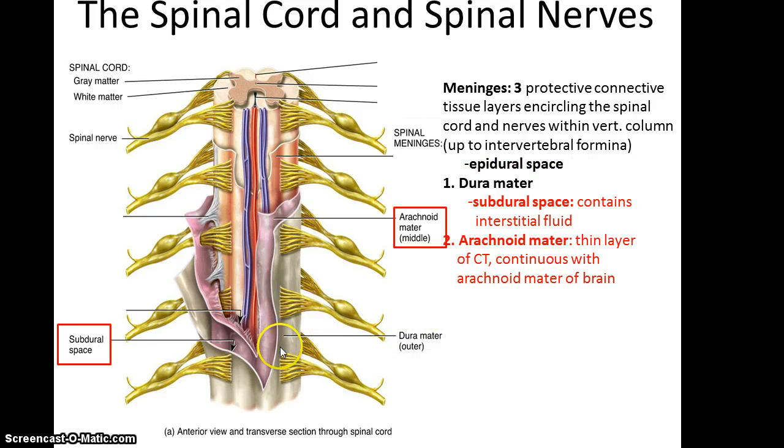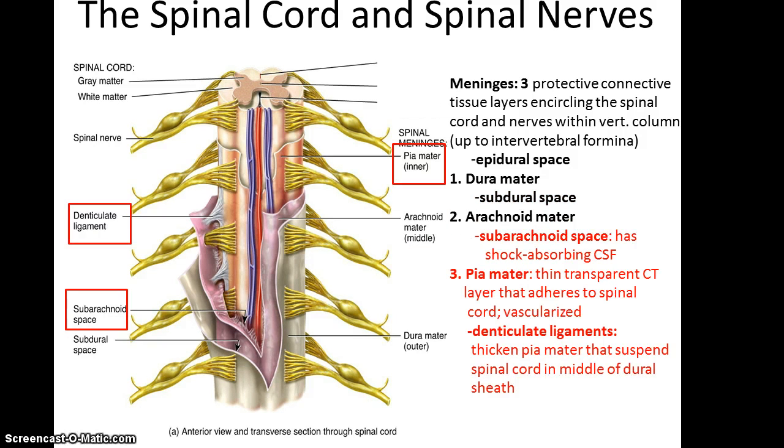Next, going deeper, you have a space referred to as the subdural space, sub below the Dura Mater, and this contains interstitial fluid, just regular fluid around cells. And deep to that is the arachnoid mater, which is the middle layer. It's made of a thin layer of connective tissue, and again it's continuous with the brain's arachnoid mater. And then deep to that we have the subarachnoid space, and this is what is filled with shock-absorbing cerebral spinal fluid.